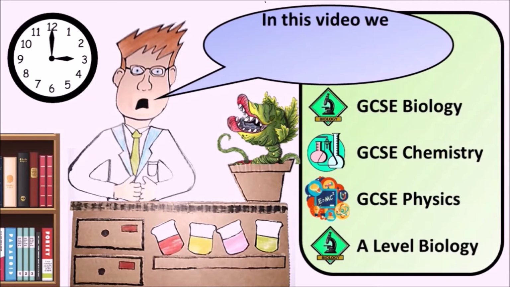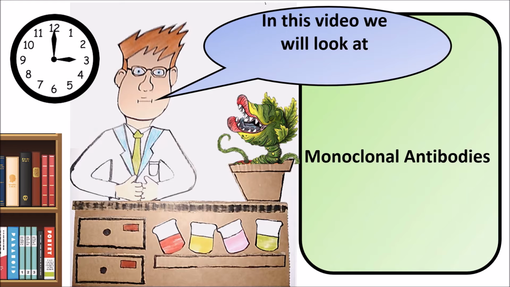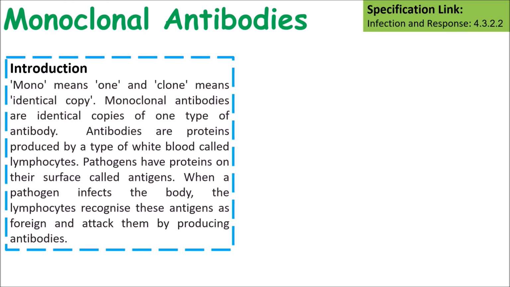In this video, we will look at monoclonal antibodies and the uses of monoclonal antibodies. So, mono means one and clone means an identical copy. So, monoclonal antibodies are identical copies of one type of antibody.